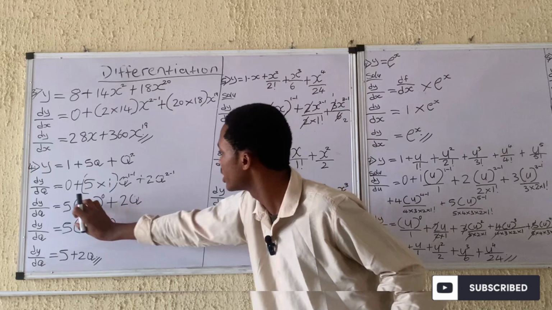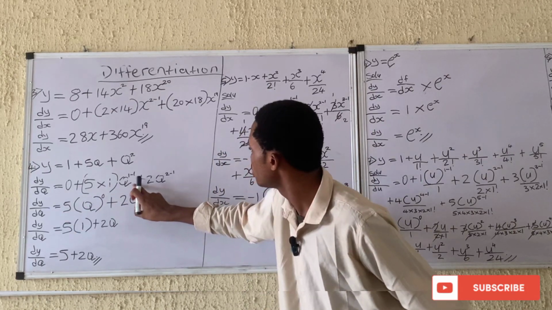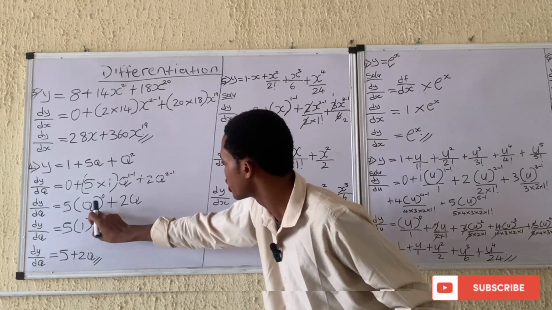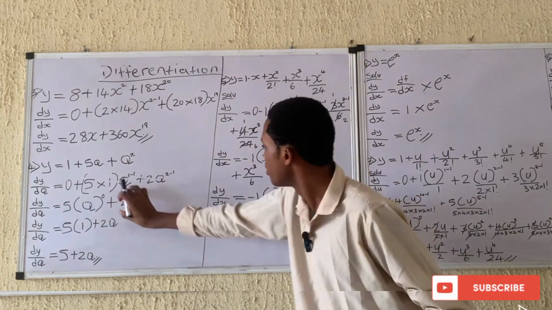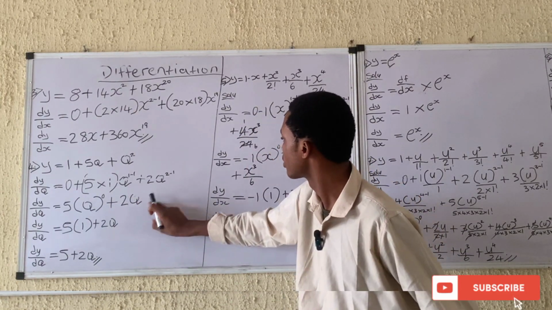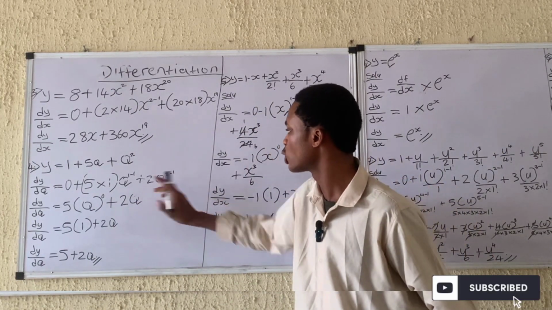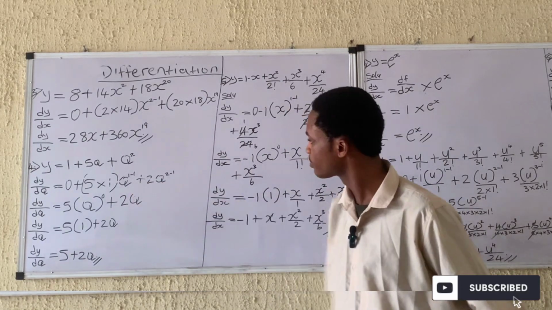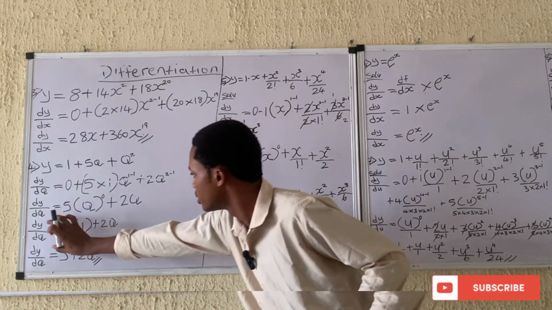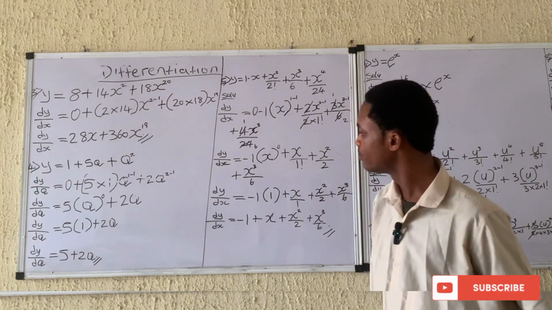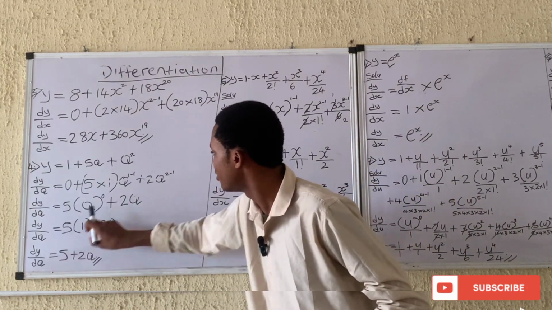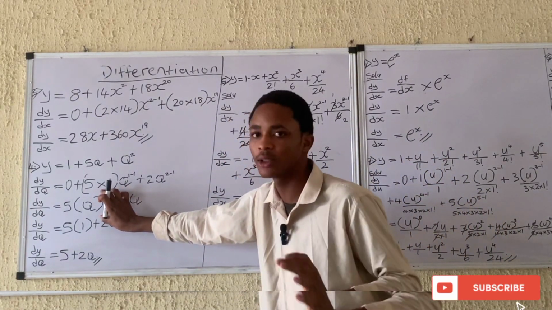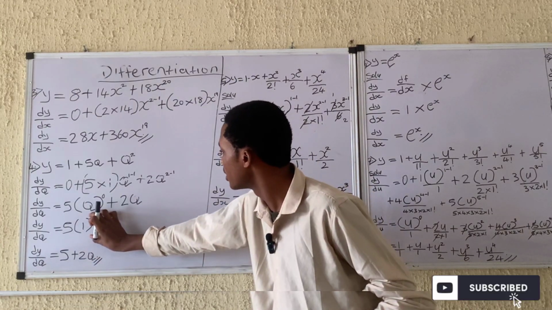5 times 1 will give us 5. Q, 1 minus 1 will give us q raised to the power 0. 1 minus 1 is 0. Plus 2, 2 minus 1 gives us 1. That's how we got 2q. Differentiation of y with respect to q equals 5. Anything raised to the power 0, anything at all, is 1. That's how we got our 1 here.